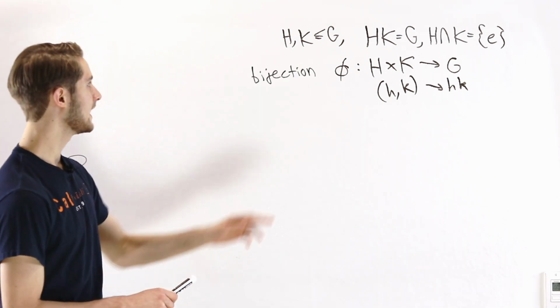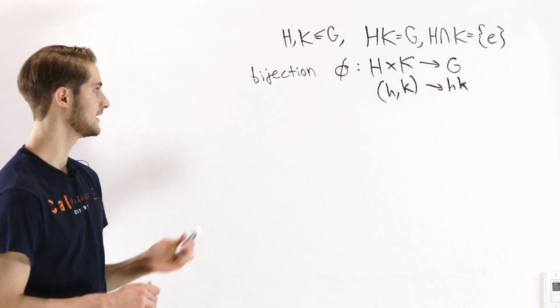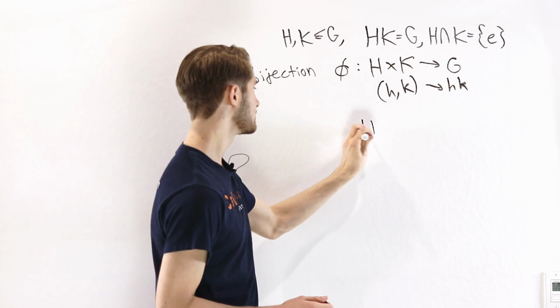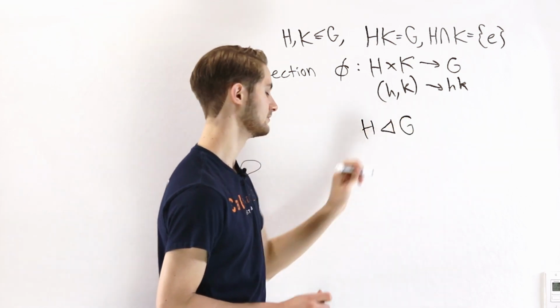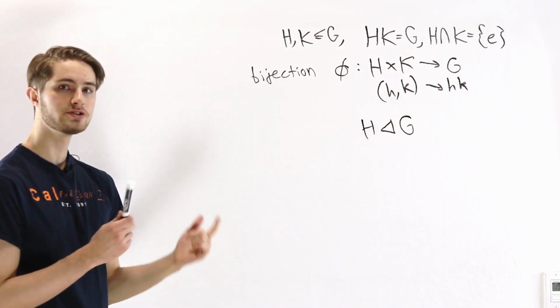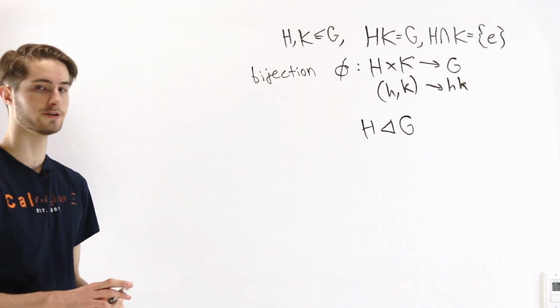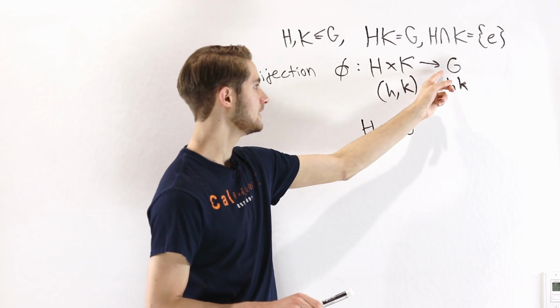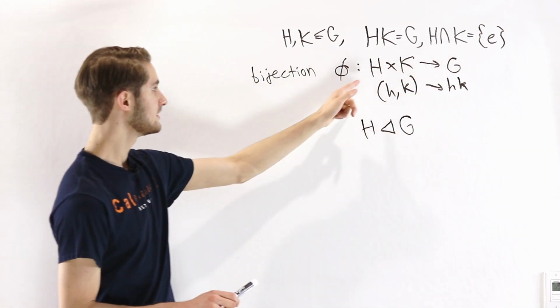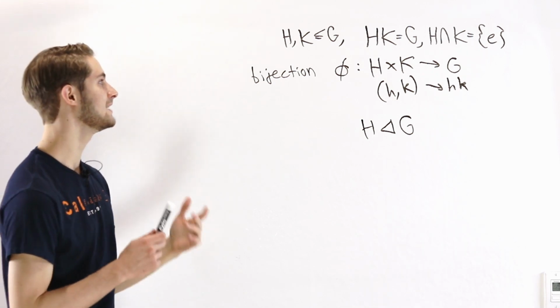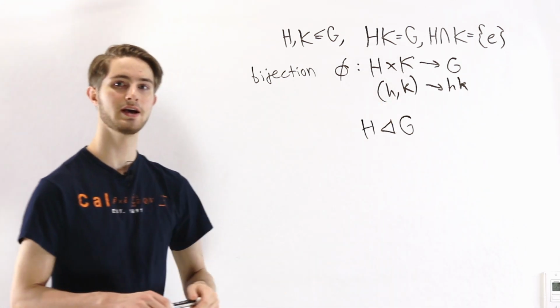So let's say that we have two subgroups H and K of G, and suppose that we also assume that H is a normal subgroup of G. There's an interesting thing that we can try here. We know that phi is a bijection, and G over here is a group. But this H cross K, we didn't really define as a group. It's just the set of elements that look like H comma K.